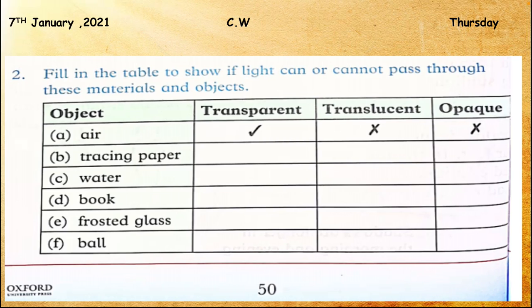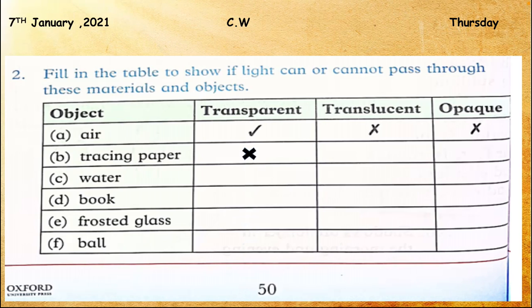Now come to question number 2 on page number 50. Question number 2 is: we have to fill the table to show if light can or cannot pass through these materials and objects. The first one is air. As you know, air is transparent, yes, because outside we can see through it. It is not translucent, not opaque.